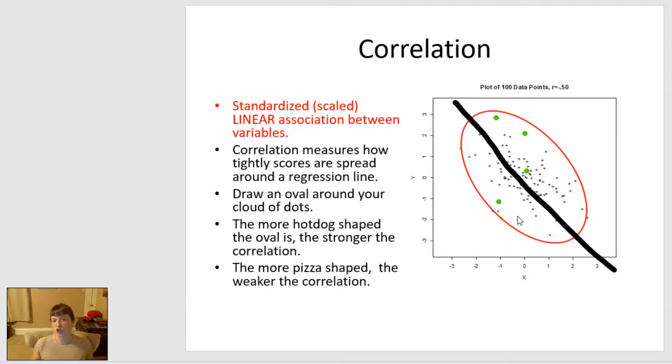Lots of exceptions, which is why the correlation isn't a perfect -1, but it's generally speaking a linear relationship. The more the dots look like a hot dog, the stronger the relationship. The more they look like a pizza, the weaker the relationship. Or you can think of this as the closer that dots look to a 1, the stronger the relationship. The more the dots look like a big fat 0, the weaker the relationship.